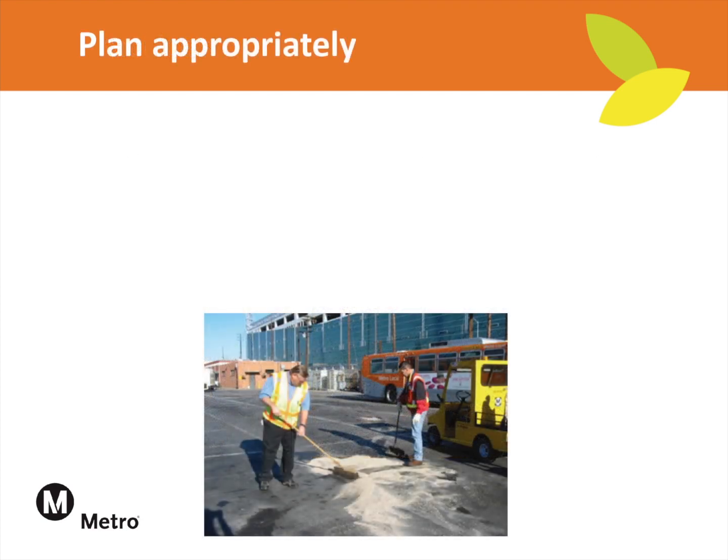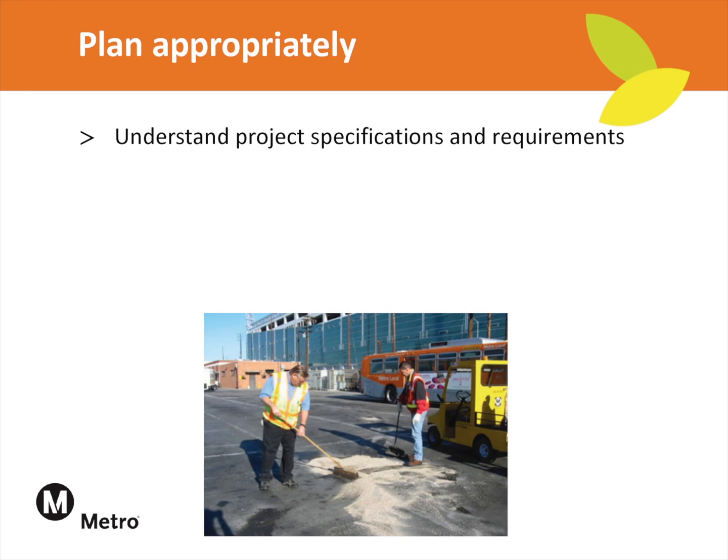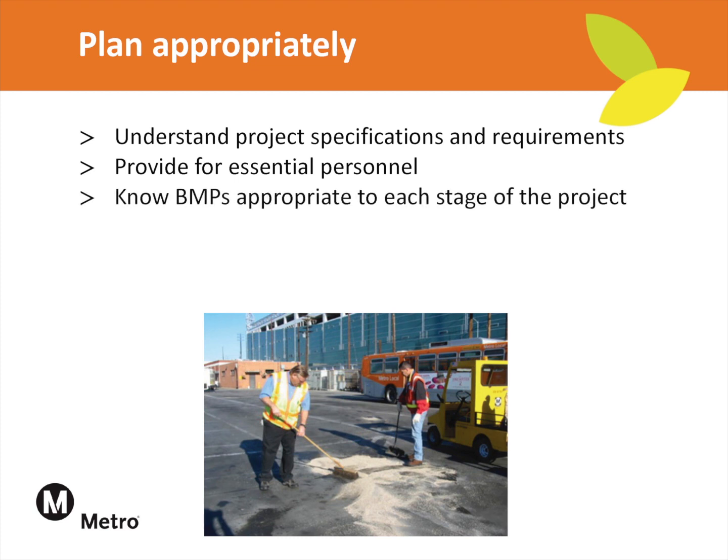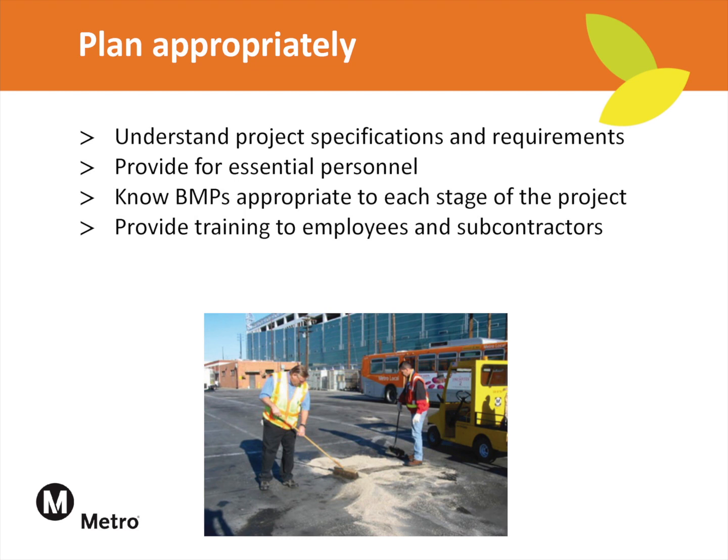Metro continuously updates its specifications and requirements. When planning a new project, be sure to review all the materials carefully and be sure to understand components that are the contractor's responsibility, as these are project-specific. Contractors should plan for sufficient personnel with any required certifications, materials, and adequate equipment to perform and maintain water pollution control maintenance work through the end of the project. This includes training employees and subcontractors on when and how to use BMPs.